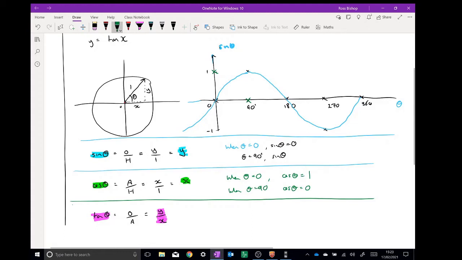At 180, if I swung it all the way around, our x coordinate is going to be -1 there. So when it is 180, it's -1. You can probably see a pattern occurring here. At 270, it goes back to 0, and at 360, it's 1. So our cos graph is going to make a nice move.